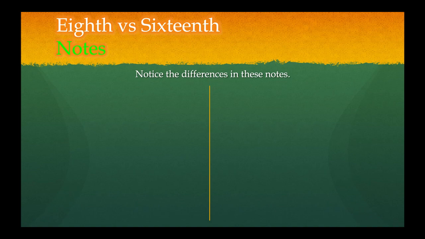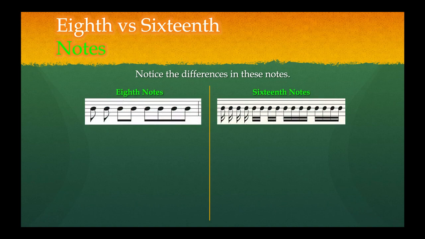Let's compare 8th notes now to 16th notes. Notice the differences. There are single flags on the stems of single 8th notes. There are double flags on the stems of single 16th notes. 8th notes can be beamed, most commonly in groups of 2 or 4. 16th notes can be double beamed, again most commonly in groups of 2 or groups of 4.